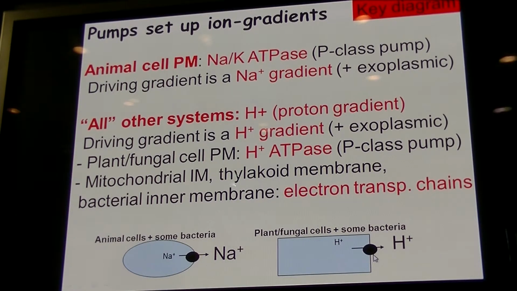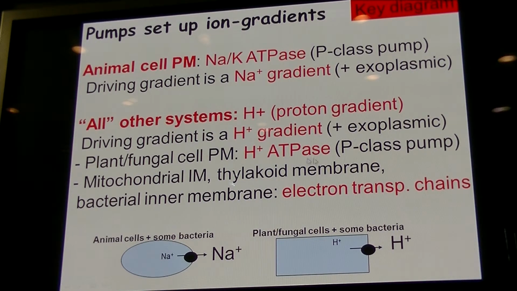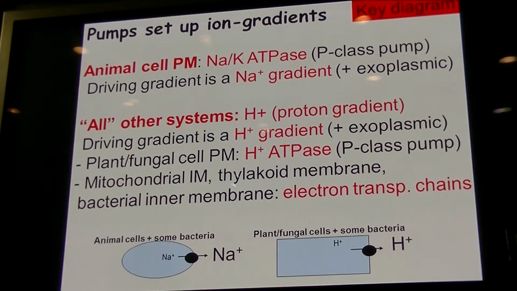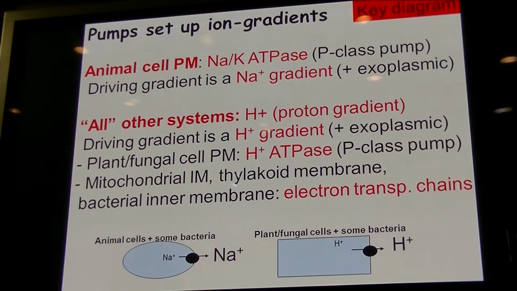And it's also a P-type pump. But this time it's pumping just protons. So this sets up a gradient that is used for the uptake of other molecules. So that is the P-class pump in the plant and fungal membrane. But that's not the end of it. Internal membranes also have ion gradients. And always the proton gradient is the most important for internal membranes. That's true in every biological system that I know of.